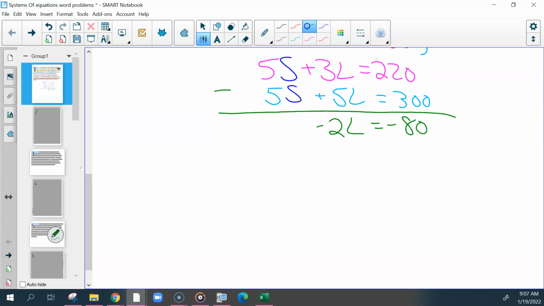With these word problems, just like we've done before, we shouldn't get negative numbers. So if you end up with a negative, you probably forgot a negative somewhere because it should have canceled out or something like that. So when we divide both sides by negative 2, we get L equals 40. 40 what? What are we looking for? Packs of nachos, large nachos, either of those.